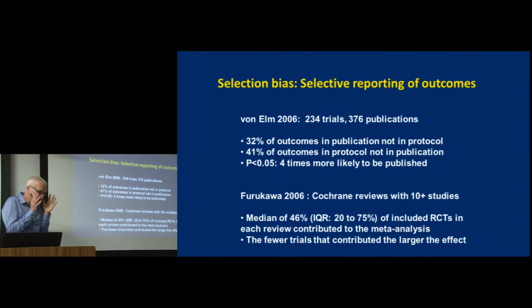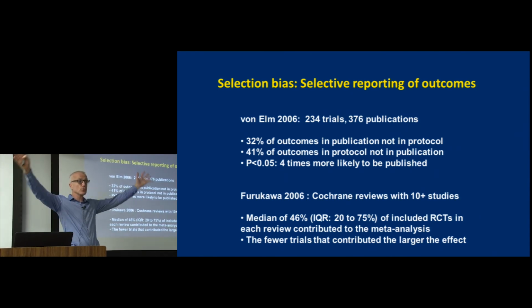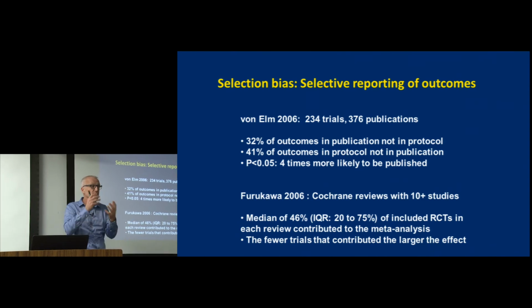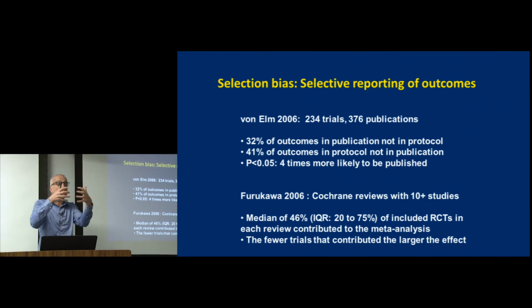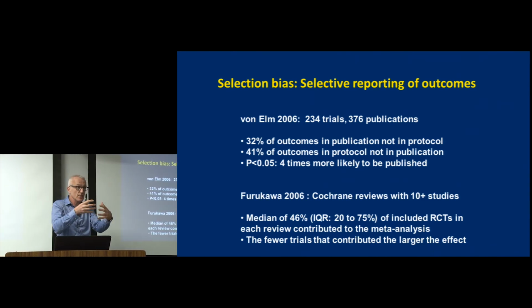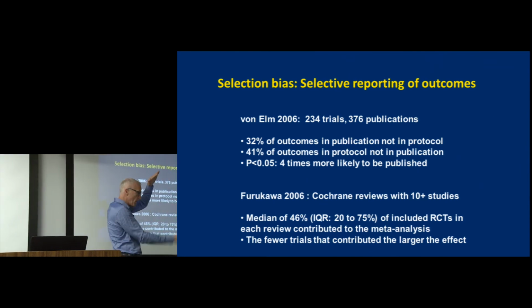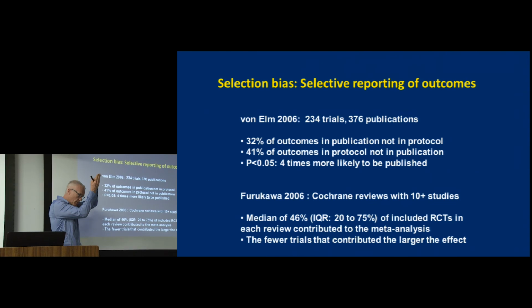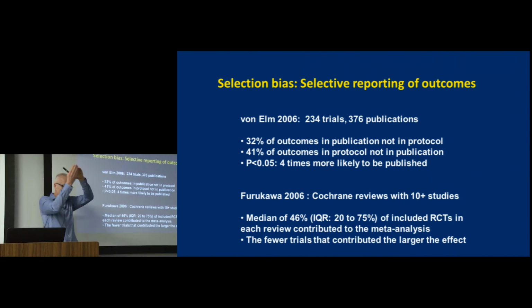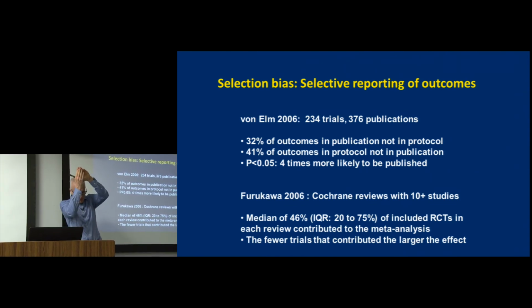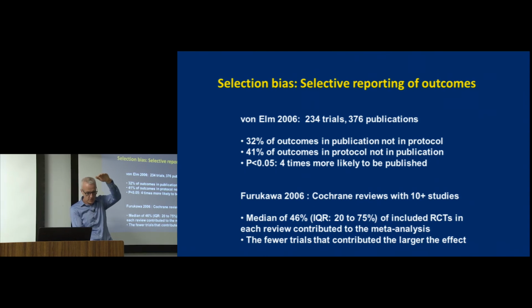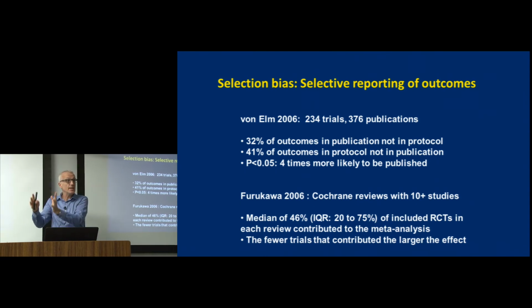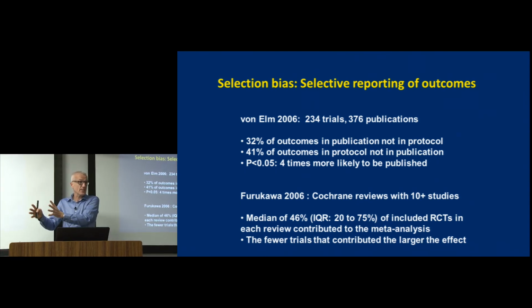So you can have selection bias at the level of the whole trial, and you can have selection bias at the level of outcomes within the trial. So if you collect 100 outcomes, in the protocol there's 100 outcomes. You collect data on 100 outcomes from the patient, but the ones that appear in the paper are selected.